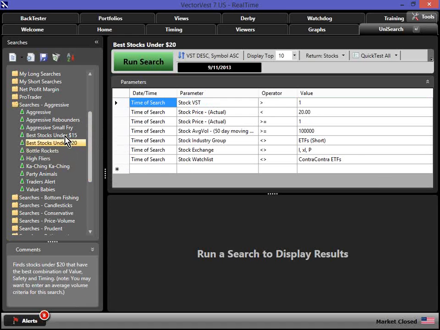So we got best stocks under 15, best stocks under 20. I'm just going to give you a quick overview of this search. This is really just finding the stock out of all the 8,000 stocks that we've got. If you sorted them all by VST, and you can see that up here, VST is the sort, these are the stocks that are under 20. So those of you who are familiar with VectorVest, if you were to go to the stock viewer and look for the stocks that are below $20, it's basically the stocks that get returned from this search.